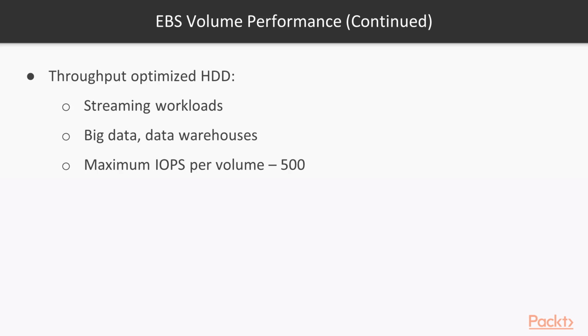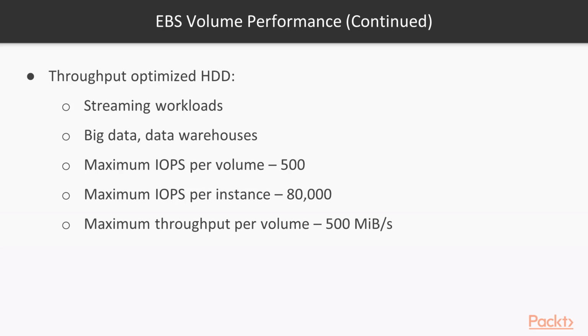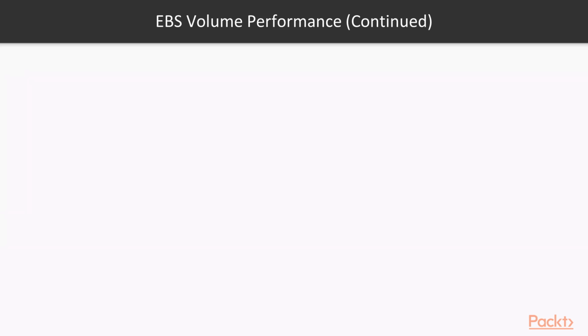The maximum IOPS per volume is 500. The maximum IOPS per instance is 80,000. And the maximum throughput per volume is 500 megabytes per second.